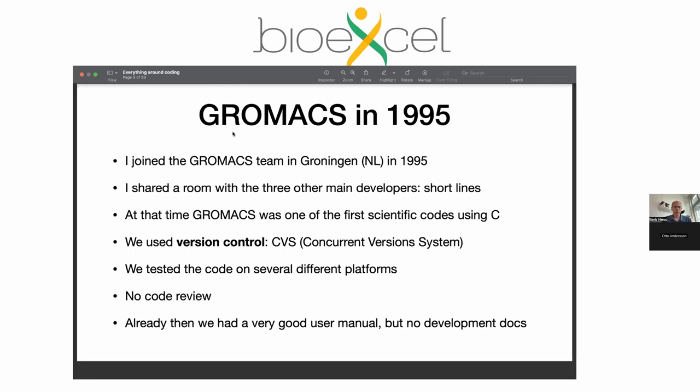Okay, so I shared at that point a room with the three other main developers. So most people in the group worked on Gromacs, but there were three people that did most of the work. I shared a room with those, so we had very short lines there.